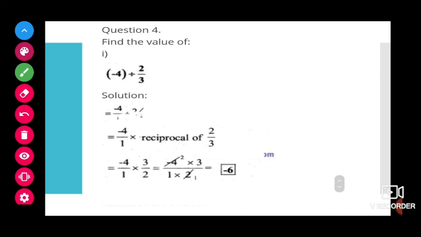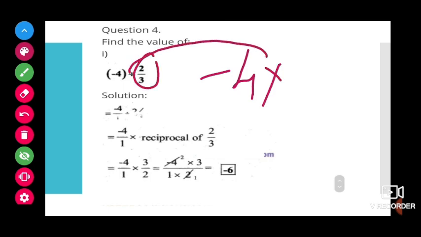Next one, find the value; here are divisions. Whenever we are doing divisions, we have to take care of changing the sign: division into multiplication, and take the reciprocal of the divisor. So minus 4 will stay the same, division we make multiplication, and for 2 by 3 we take the reciprocal, 3 by 2. Now for minus 4, nothing is there as denominator, so I take 1. Now again we have multiplication form only.